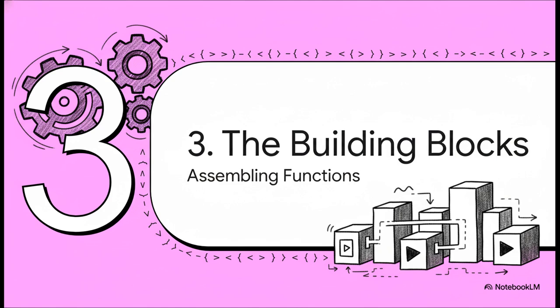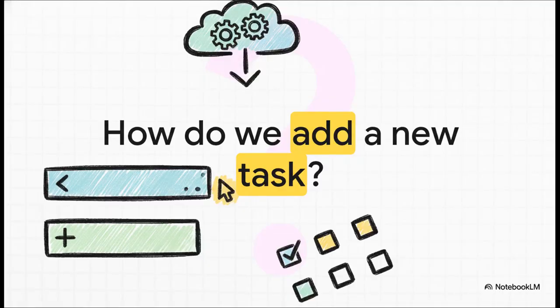Okay, the blueprint is done. Now for the fun part, building the machinery. We need functions, our building blocks, that will actually do the work of creating and managing all these tasks for us. So the most logical first question is, how do we get a new task onto our list in the first place? Well, for that, we need a special function that has one job and one job only, adding tasks.